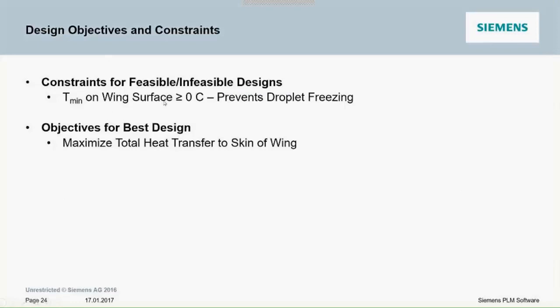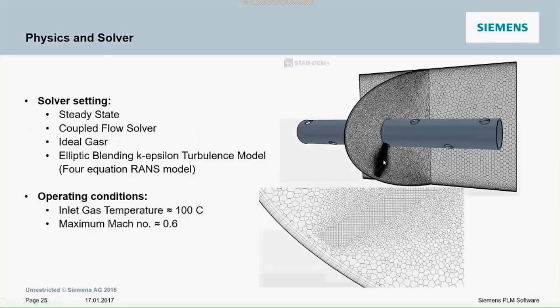So the main constraint here is we're looking to make sure that the wing surface temperature remains above 0 Celsius, therefore mitigating the ice accretion. And we want to maximize the total heat transfer on the wing surface. We used a polyhedral mesh in this case. We used a volume control on each jet, so you can see we have higher resolution to better define the physics. We also had, from a prism layer perspective, on the order of 23 prism layers, so we refined the boundary layer conditions quite well.